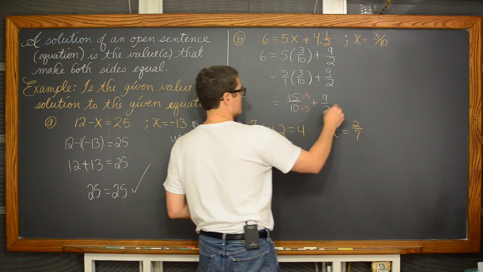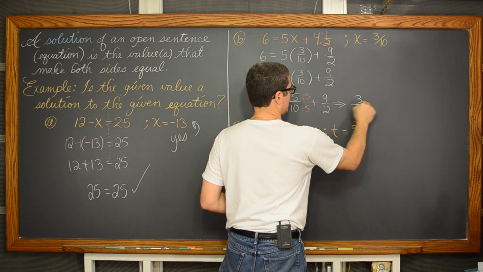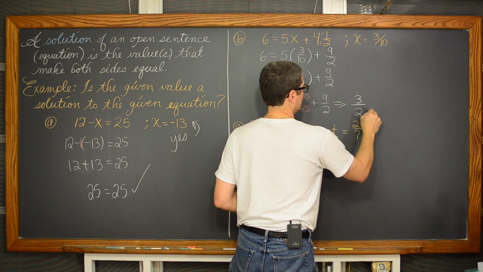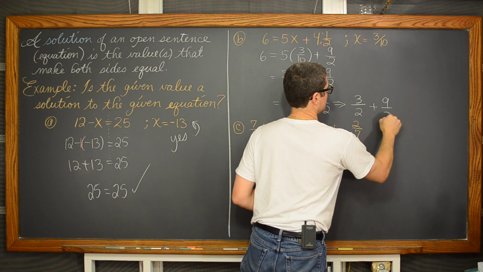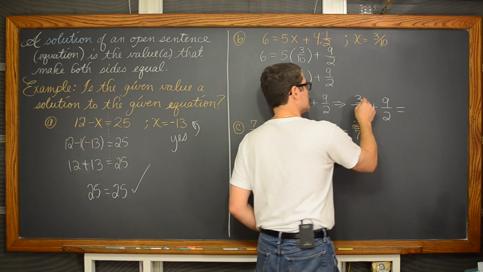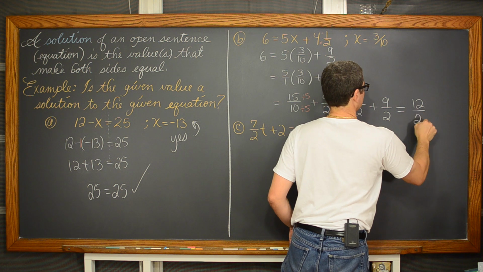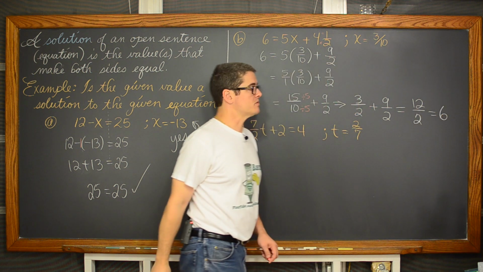And now I'm running out of room to go down, so let's go sideways. 15 divided by 5 is 3. 10 divided by 5 is 2, plus 9 over 2. Once you get those common denominators, you only add or subtract the numerators, and 3 plus 9 is 12 over 2, which is equal to 6.